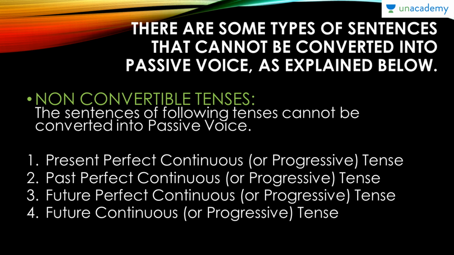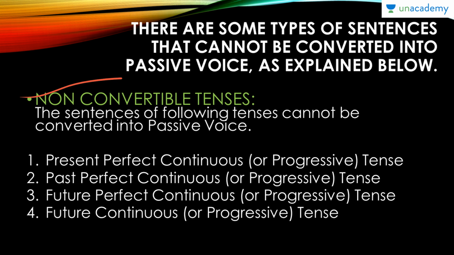Now, there are some types of sentences that cannot be converted into passive voice. There is always an exception to everything in English, right? English is a very complicated language that way. So there are two important types wherein these sentences cannot be converted into passive voice. And the first thing is non-convertible tenses. Sentences of the following tenses cannot be converted into passive voice.